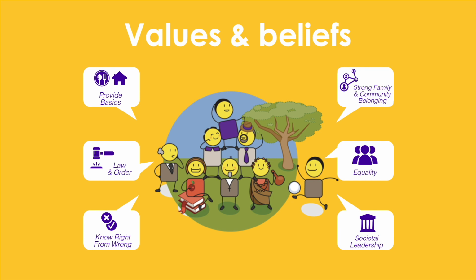Values and beliefs are the cornerstone of your family, and your community's identity, and should drive all of your day-to-day actions and choices. Values and beliefs in the context of child protection are about ensuring that we provide for the basic needs of all people in our community. Values are about creating a sense of law and order in our world, knowing right from wrong, and agreeing what is most important to us. One of the most critical values is believing in the equality of all people. This is fundamental to personal, community, and societal leadership.